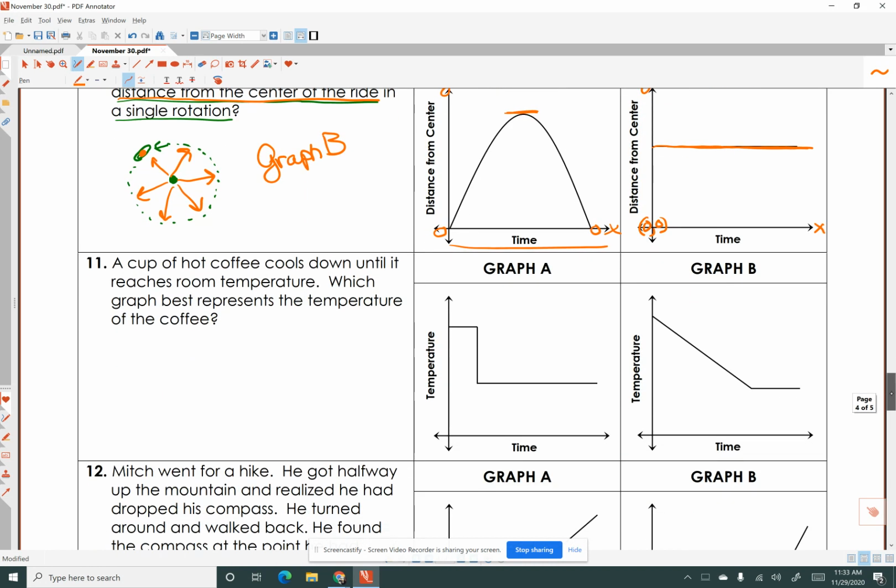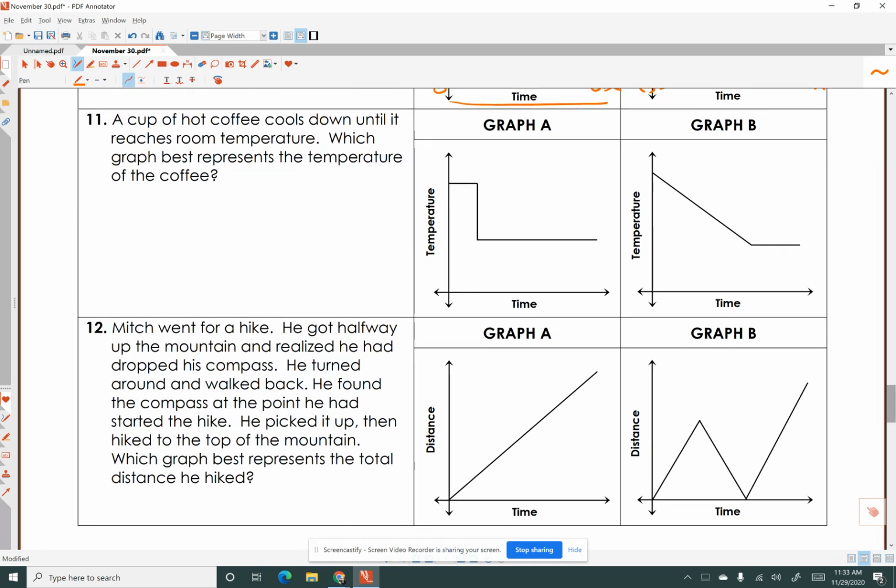Read these very carefully, students. Now, on number 11, a cup of hot coffee cools down until it reaches room temperature. Okay, so it's hot, and then it's cool, and that coolness they're calling room temperature. Now, we're not putting it in the refrigerator. We're not making iced coffee here. Which graph represents the temperature of the coffee?